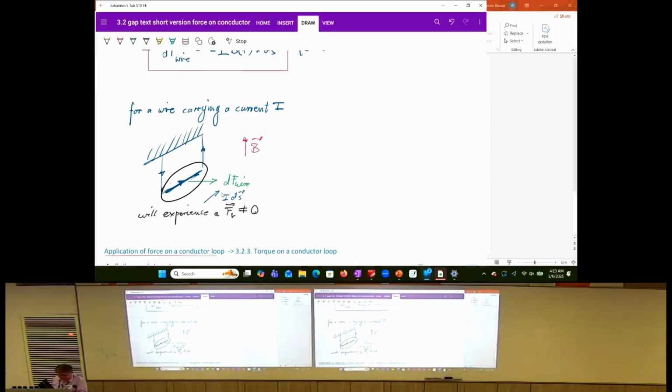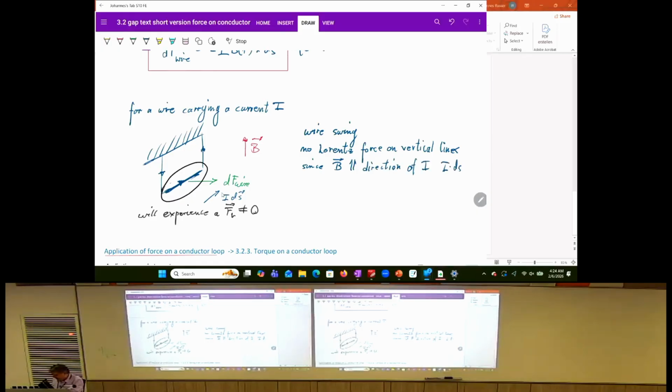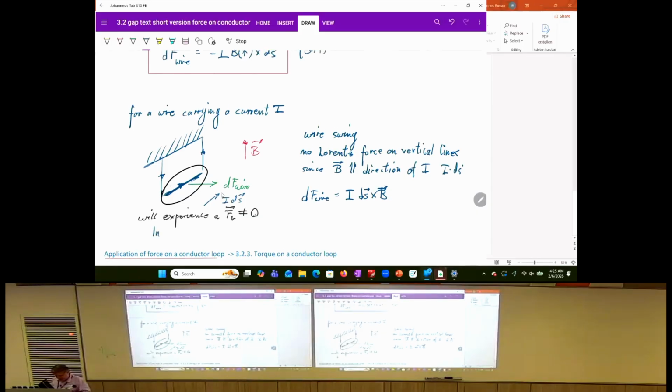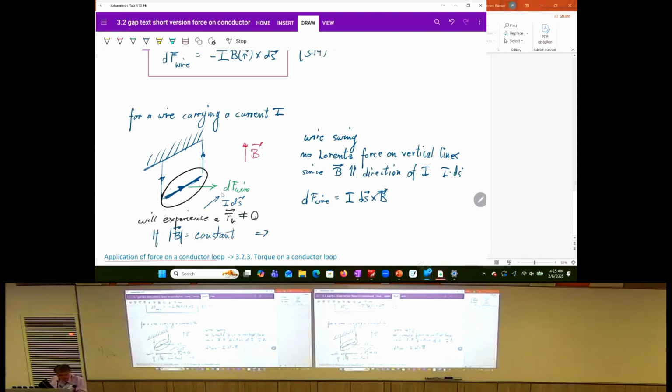And yeah, so there's no Lorentz force on the vertical lines. Why? Since the magnetic flux here is parallel in the direction of the current in these vertical lines. And the current direction is always given by the orientation of the line segment. And there you have the Lorentz force on that segment, or you write it. If you reorder it, you have to account for the minus sign. So now assume that the B field is constant, then you have that.